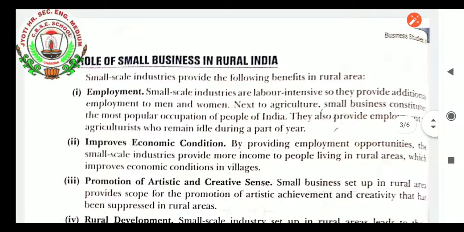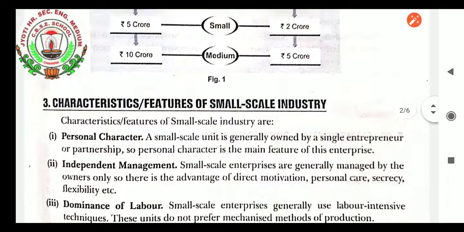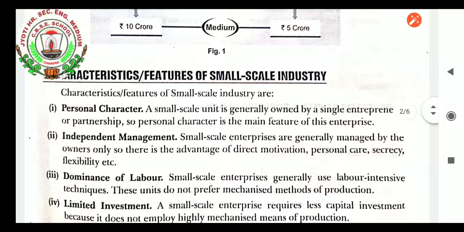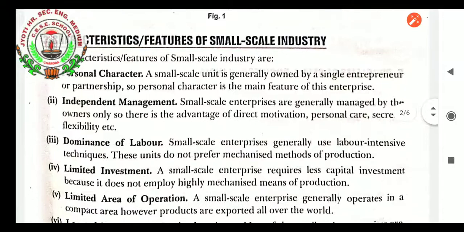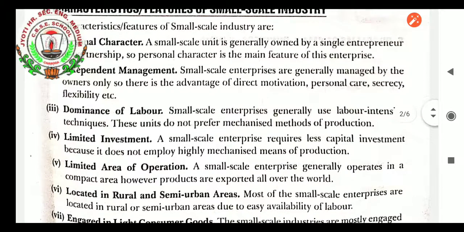Before the role of small business in rural India, when we see, these were the characteristics, students. Personal character explains that it is a small scale industry. Independent management, generally small scale industry prefers. There is a dominance of labor because the whole industry depends on labor intensive techniques only. Limited investment, definitely the scale of investment is very low in small scale industry.